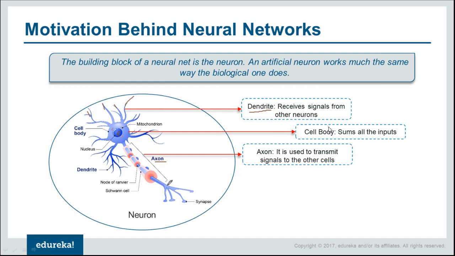The axon is divided into synapses, and these synapses are connected with the dendrites of the other neurons. This way the information is passed, the calculation is done at each and every node, and then the information is passed between them.